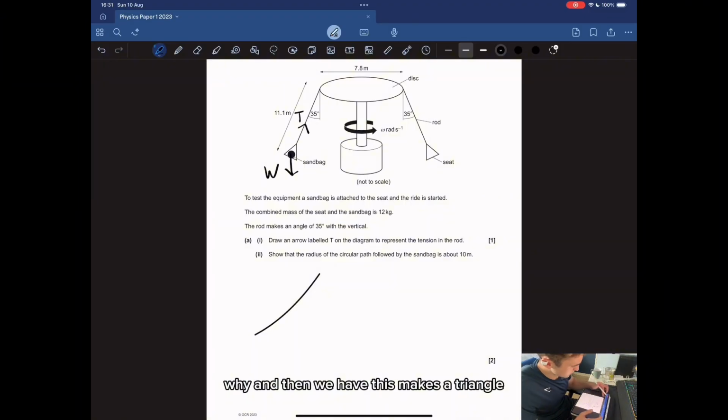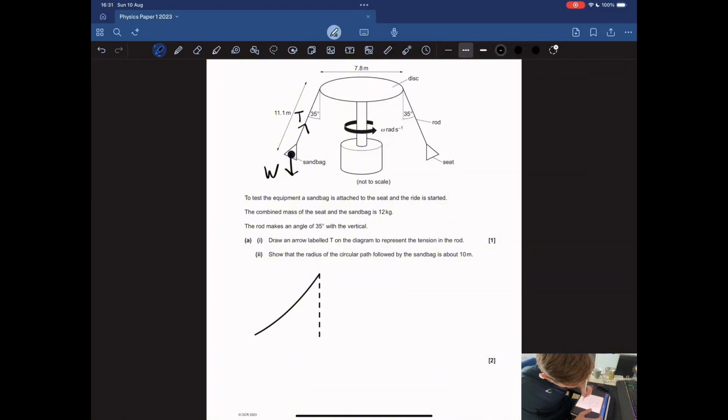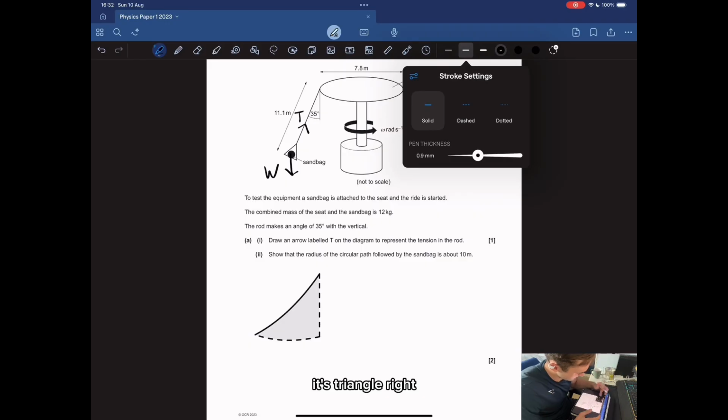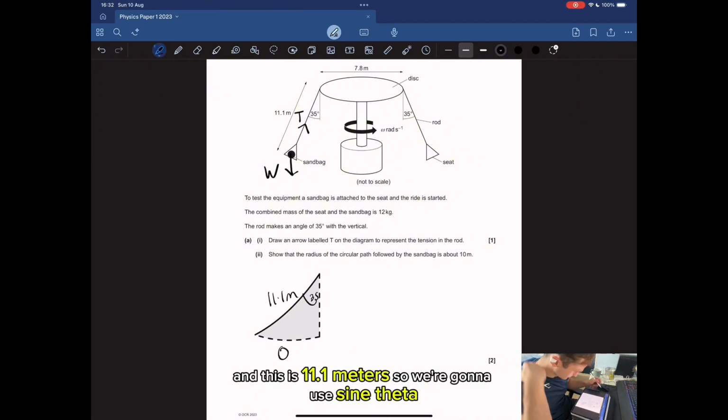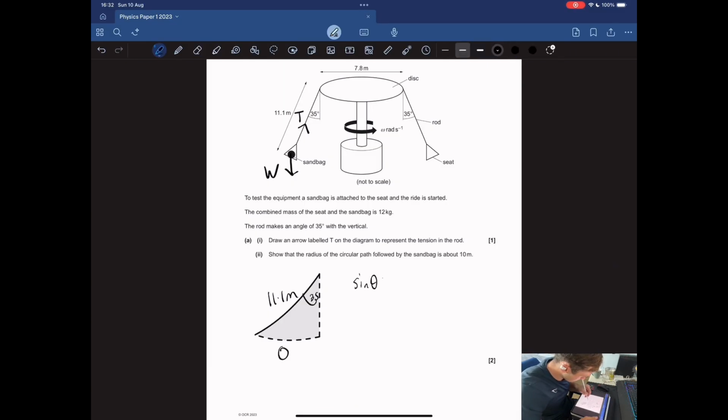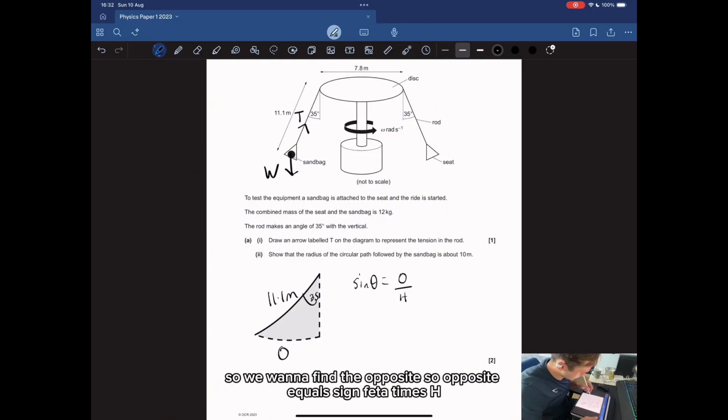And then we have, this makes a triangle. It's a triangle, right? We want to find the opposite here, 35 degrees. And then this is 11.1 meters. So we're going to use sine theta equals opposite over hypotenuse. So we want to find the opposite.